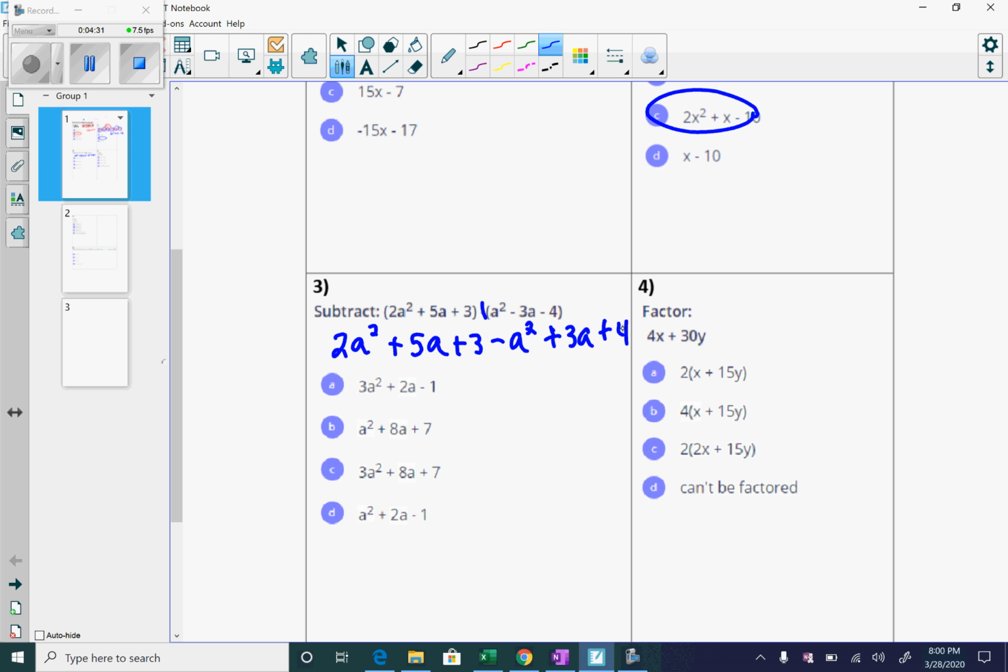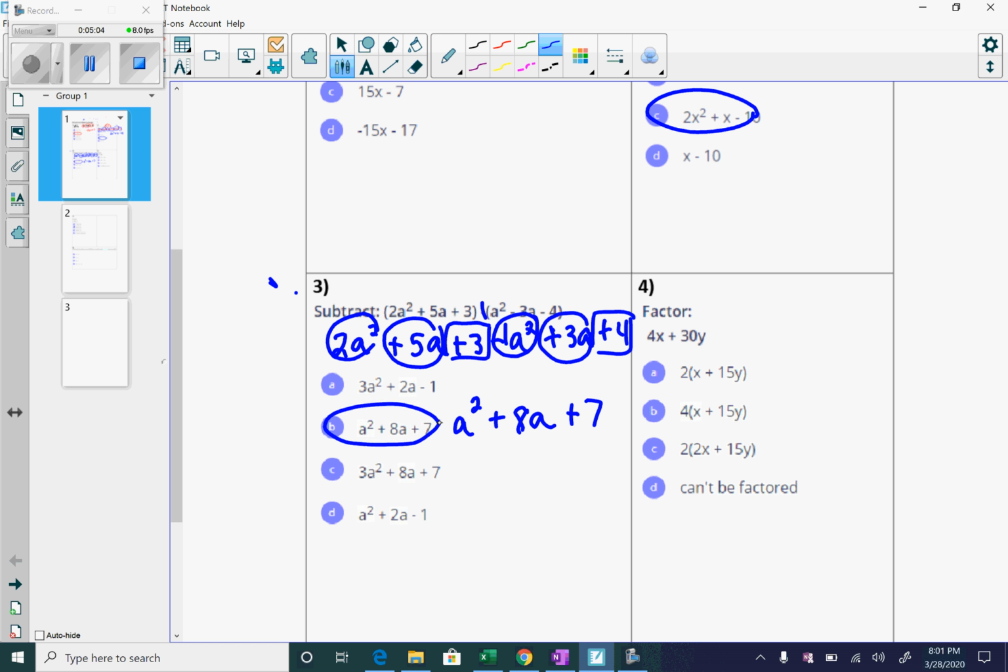Now we're going to go ahead and combine our a squared. So 2a squared and -1a squared make 1a squared, or just a squared. 5a plus 3a gives me +8a, and +3 plus +4 gives me +7. Okay, and if I look at my answers, that is choice B.